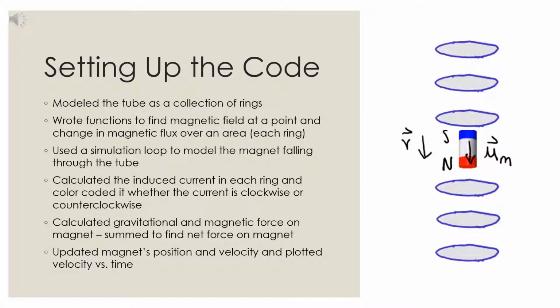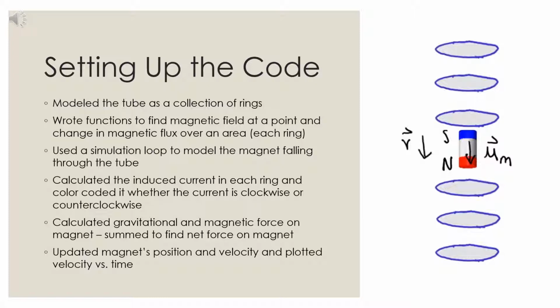To the right of this slide, I included a visualization of how the code splits up the aluminum foil tube. The model visualizes the tube as a collection of individual rings that the magnet is falling through. In order to create this model, I had to write one function to find the magnetic field at a point and another to find the change in magnetic flux over the area of each ring. Then I used a simulation loop to model the magnet falling through the tube.